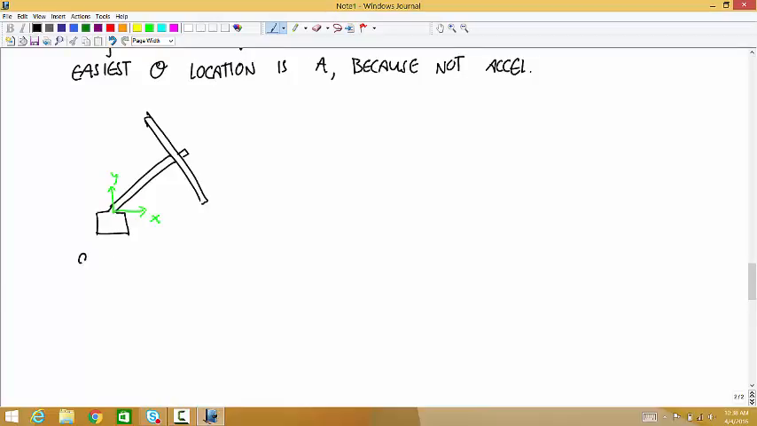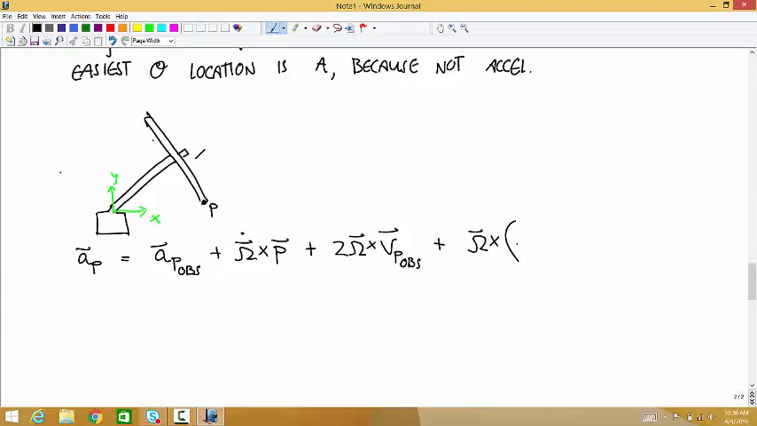Okay, so we're going to use the equation that says the acceleration of p is equal to the acceleration of p that's observed in that green coordinate system, plus the angular acceleration of the coordinate system crossed with p, plus 2 times the angular velocity crossed with the velocity of p that's observed in the green coordinate system, plus angular velocity cross quantity, angular velocity cross p.